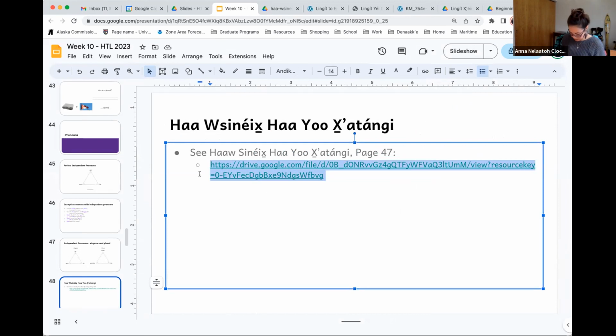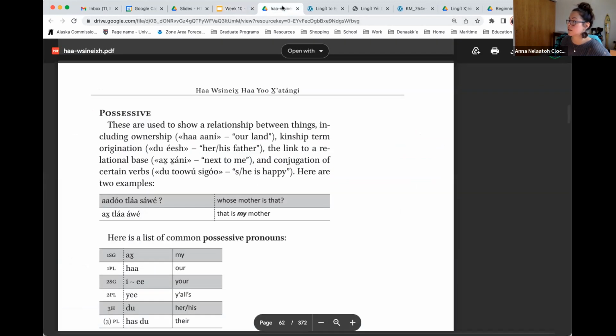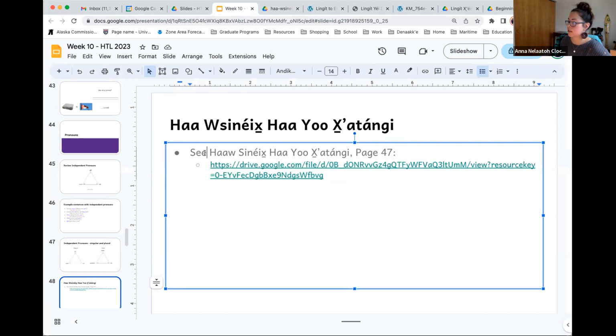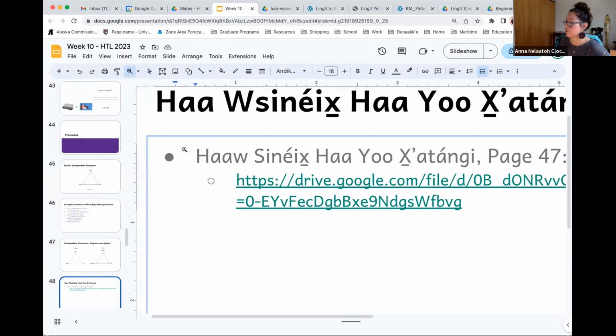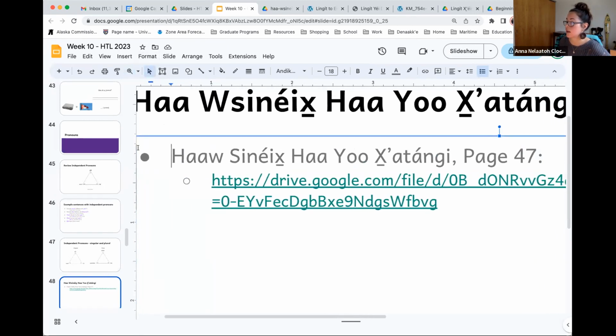This is an intermediate resource. You can find it on clinkitlanguage.com under the intermediate resources. And this book is, I'm just going to delete the C because it looks like I wrote it. Okay. This book is called Hausinir Hayukatangi. So go ahead and repeat that after me. I'll zoom in. Hausinir Hayukatangi.